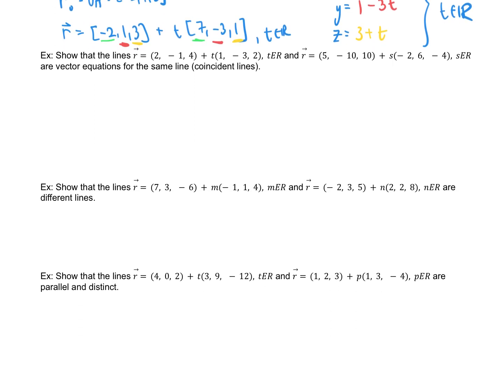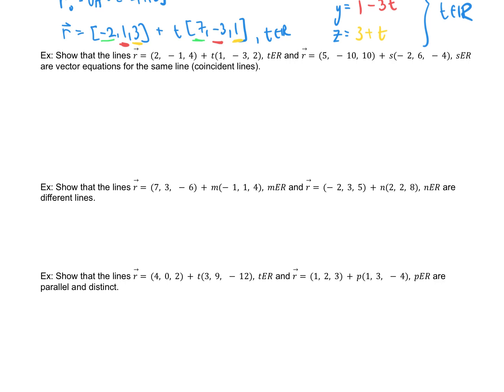The next three examples we're going to look at is how to prove what type of lines we have. Do we have lines that are the exact same or coincident? Do we have lines that are not parallel at all? Or do we have lines that are parallel and distinct, meaning they go in the same direction but they're not on top of each other. They are apart and as a result never intersect.